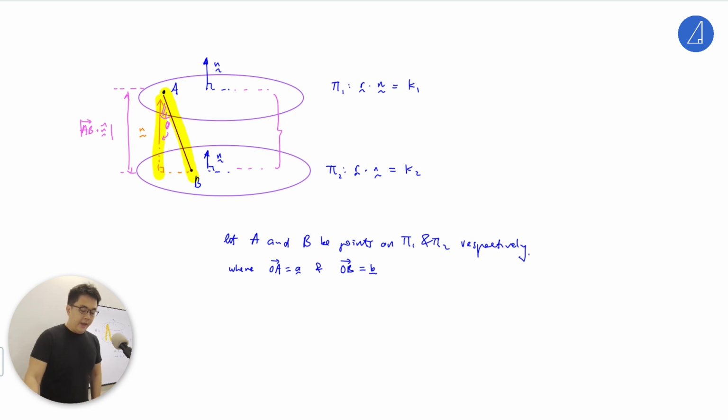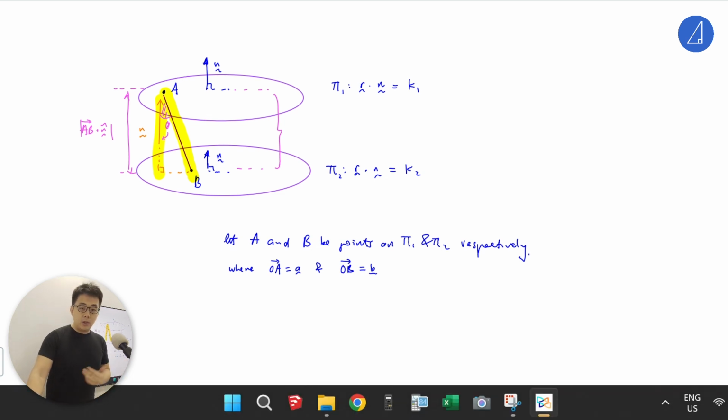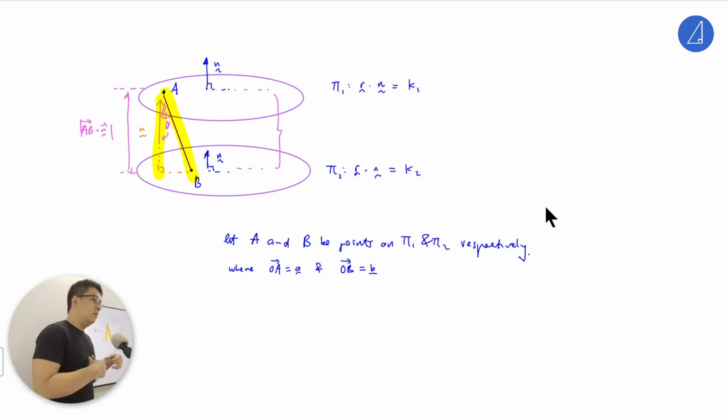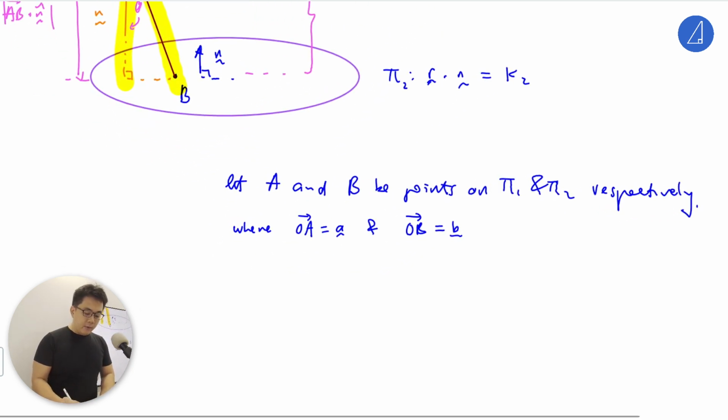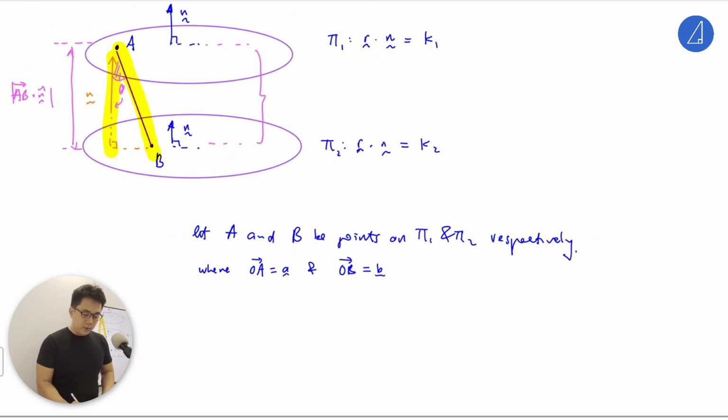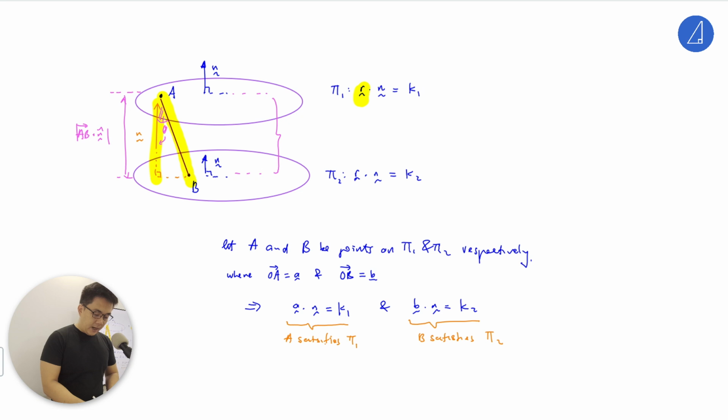Remember, if A and B are points from plane 1 and plane 2, which equation will they satisfy? A will satisfy plane 1 and B will satisfy plane 2. So when you substitute r as A, it will satisfy plane 1. So essentially this will be A dot n equals k1 and B dot n equals k2. Then what you get is the shortest distance between them.